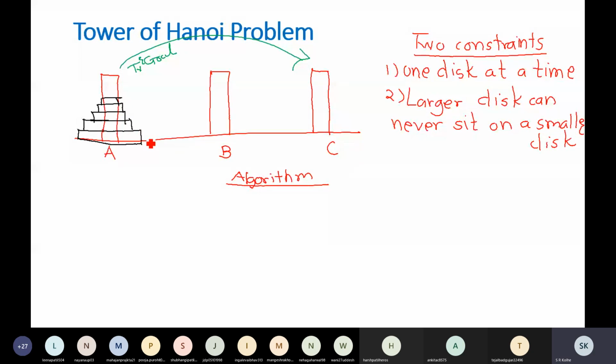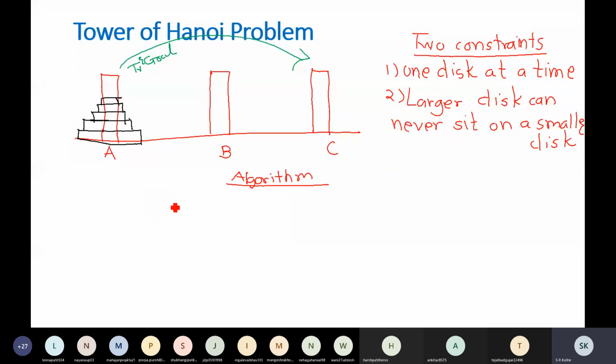So to do this, our requirement is the largest disk will have to be put from pole A to pole C. Before that, you cannot remove this largest directly. If there are n disks, n minus 1 disks you will have to move from A to B. Then and then only you can move this largest one. So this is how we can define the algorithm.